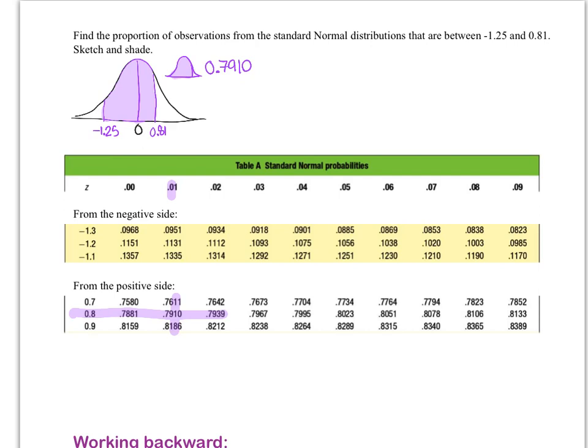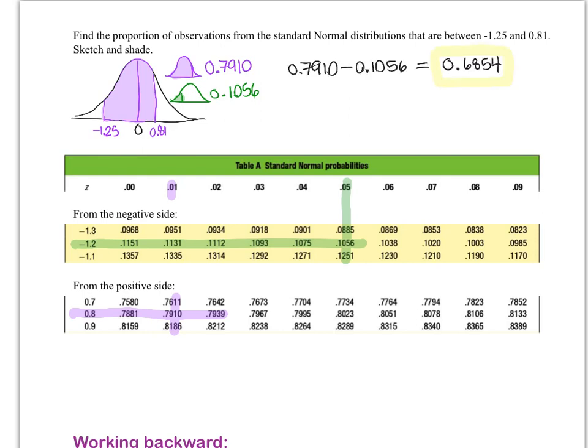Next, we're going to look on the negative side for the negative 1.25. And we find that value is 0.1056. That one also reads from the left, so we've sketched that. And basically what we want to do is subtract the green one from the purple one. And we find that the area of interest, or the proportion of observations between the two z-scores of interest, is 0.6854. We could also call that, if we wanted to, 68.54%.